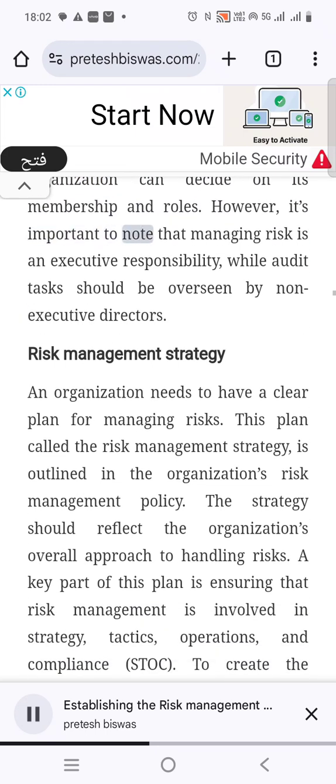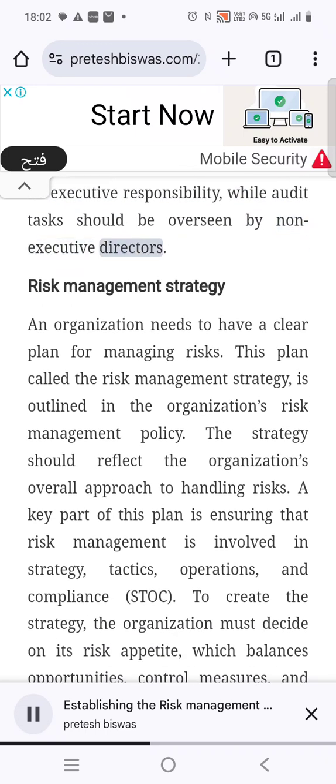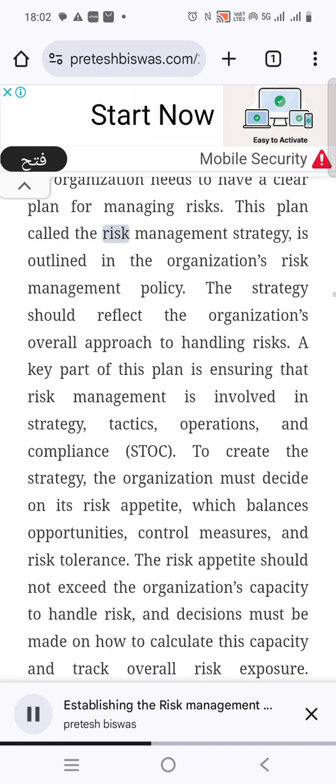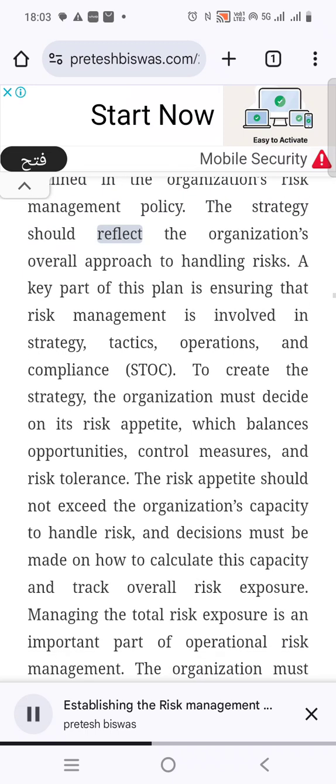However, it's important to note that managing risk is an executive responsibility, while audit tasks should be overseen by non-executive directors. Risk management strategy. An organization needs to have a clear plan for managing risks. This plan, called the Risk Management Strategy, is outlined in the organization's risk management policy. The strategy should reflect the organization's overall approach to handling risks.